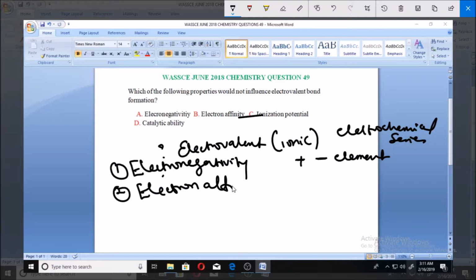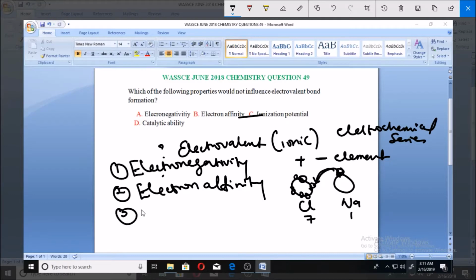This electron affinity is also dependent on the electronegativity. That's the ability to accept electron. The ability for one element to accept the electron of the other element in its outermost shell. So if this is chlorine having 7 in the outermost shell, and this is sodium having 1, the ability for this to attract this one to complete it to 8 is electron affinity. It also affects ionic bonding.